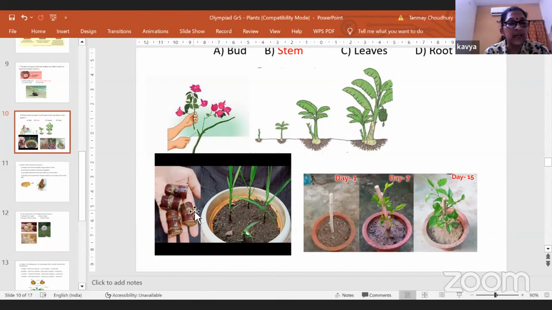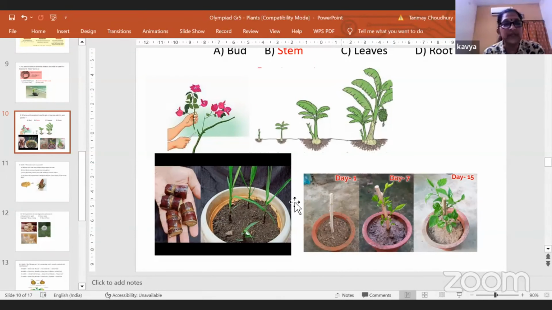Now this is sugarcane. Sugarcane also grows from its stem. You'll find that there are some nodes present. Those lines there on the stem are known as nodes. So from the nodes, we will get a new plant. This is hibiscus. One cutting is taken and put in soil. In a week or so, you'll get a new plant. So this is vegetative propagation, which can be done by root, stem, or leaf.